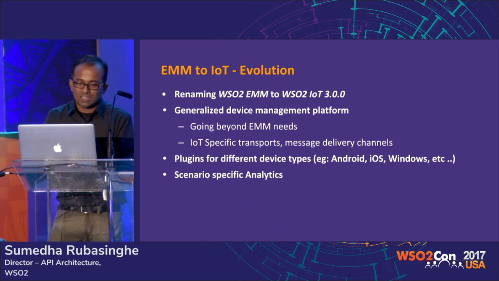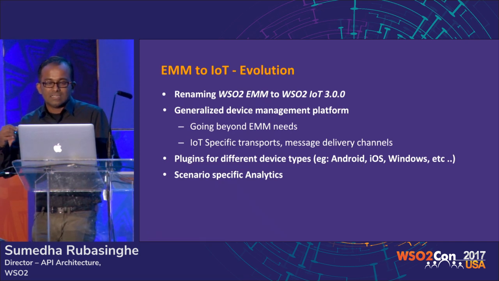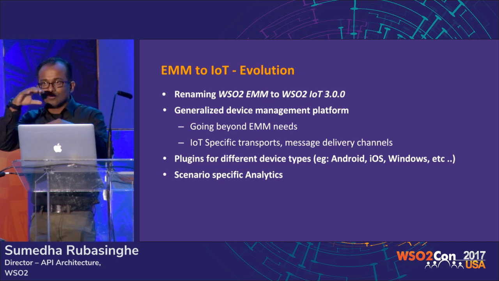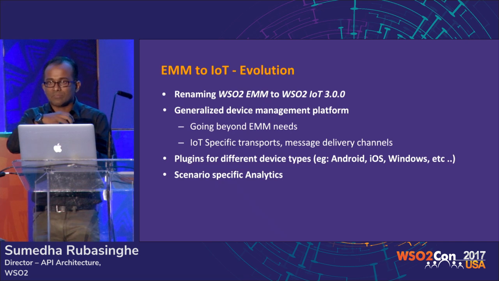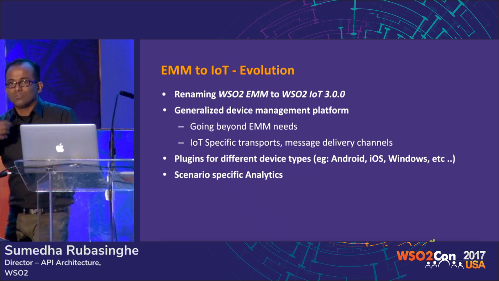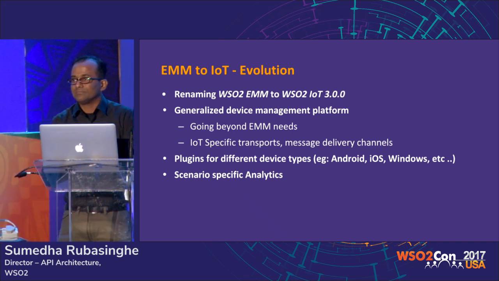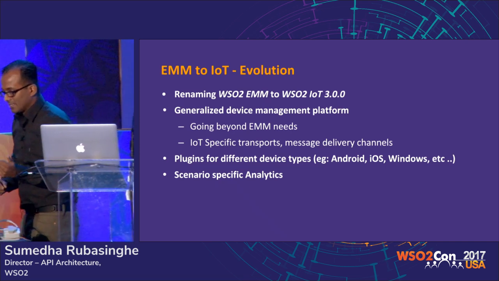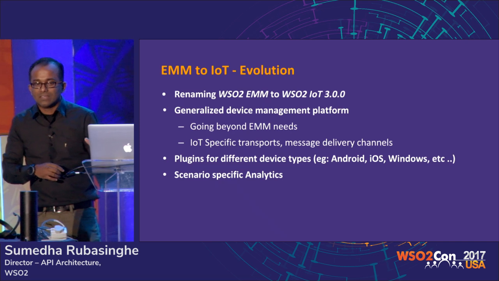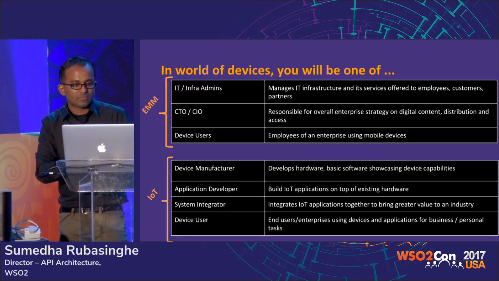So what we did was, going beyond the traditional EMM needs, we supported IoT specific protocols and made the device type pluggable, so that we broke the product EMM into two levels. One is the generic platform, and on top of it, we write device plugins for different types of devices. So we ended up having a device type for iOS, Android, Windows, and similarly, this particular device type that I mentioned is something that we have written. And we also thought it would be advantageous to have scenario specific analytics. Right now we don't have much, but we have some things covering some moving dot scenarios.